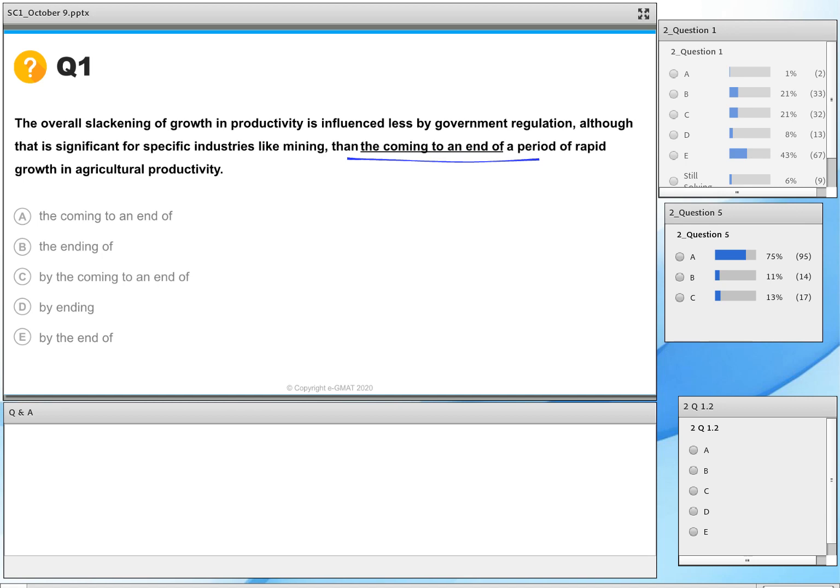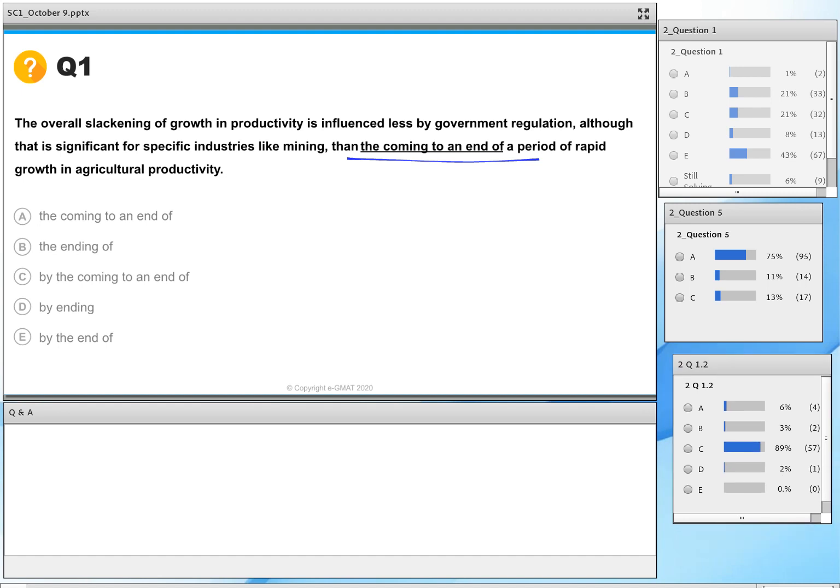All right, so if I broadcast my result over here, look at that change from first poll to the second poll. Look at the number of votes choice C has gotten now, and it's still increasing. It's a clean sweep, almost 90% of the class would go with choice C, because now you understand the meaning of this phrase, the coming to an end of.